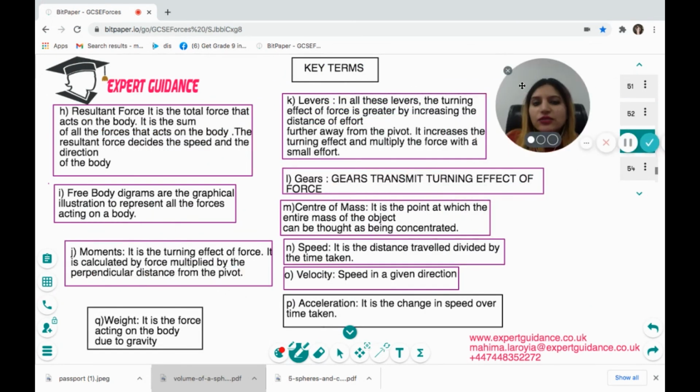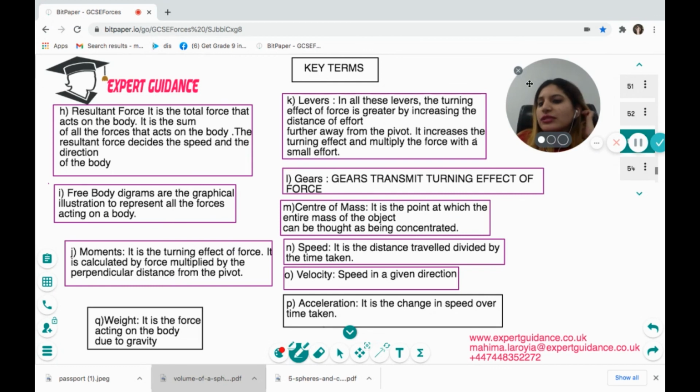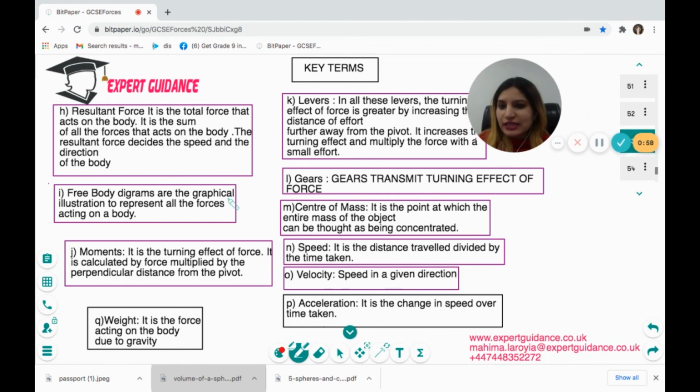Then what is a resultant force? Resultant force is the total force that acts on the body. It is the sum of all the forces that act on the body, and it is what decides the speed and direction of the body. Free body diagrams are graphical illustrations to represent all the forces acting on a body. Moment is nothing but the turning effect, and it is calculated by force times the perpendicular distance from the pivot. Weight is the force acting on the body due to gravity.